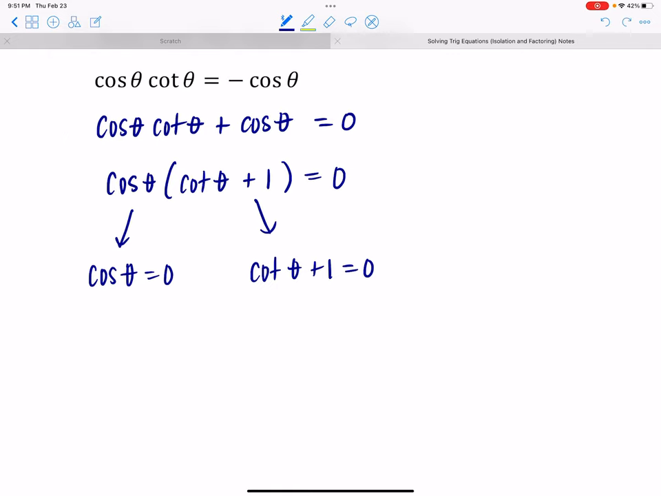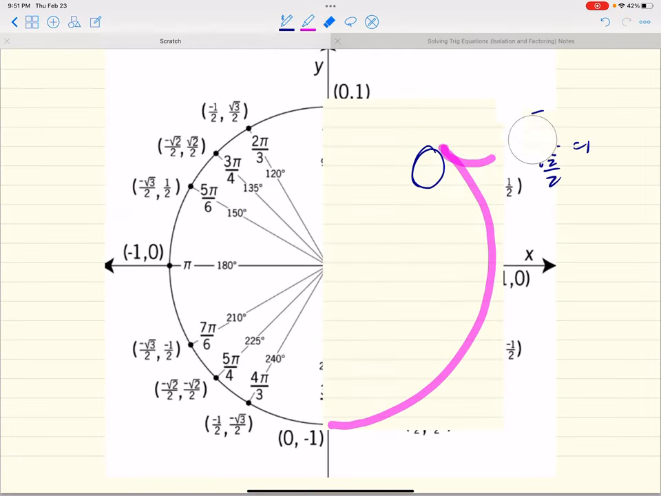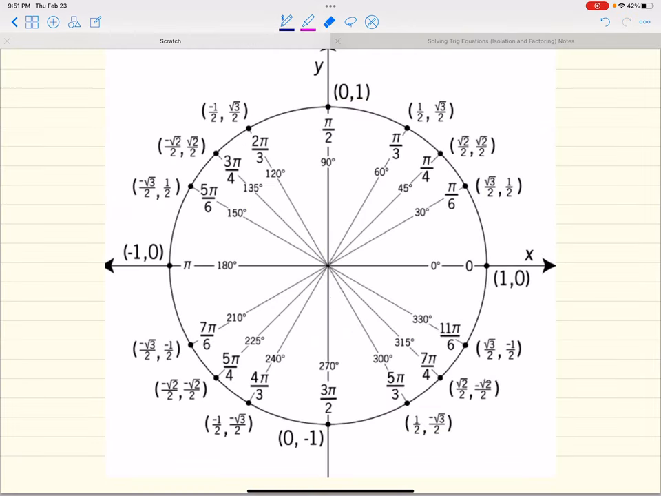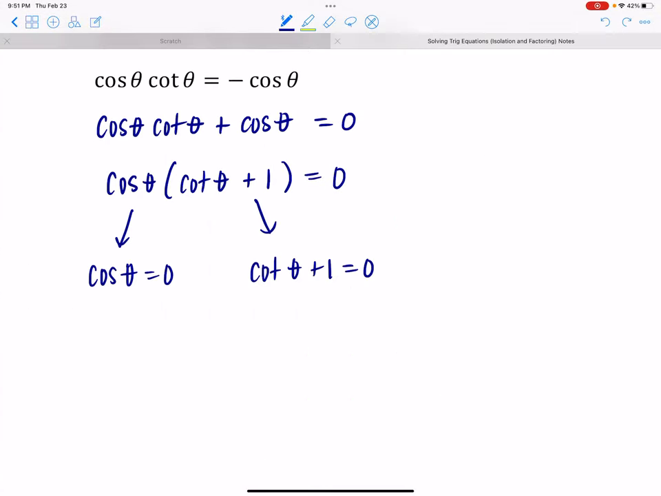So first, where is the cosine equal to 0? Looking at our unit circle, where do we have a cosine value of 0? Cosine is going to be equal to 0 in 2 places. Cosine is 0 here and here. And again, just one lap around the unit circle. So we're going to say at 90 degrees and 270 degrees, we have 2 solutions. So over here, theta is going to equal 90 degrees, and theta is going to equal 270 degrees.